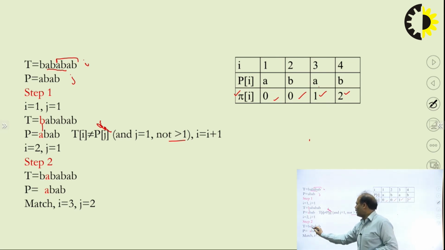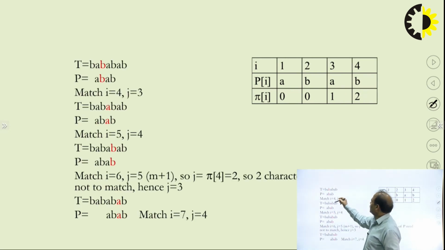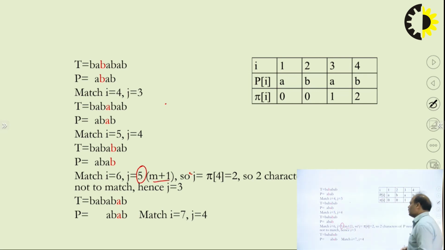Look at here, compare them. They are the same. So I is 3 and J becomes 2. Same thing here, matches, I is 4, J is 3. Again matches, I is 5, J is 4, right? And then again matches, I is 6 and J is 5. Look at here. J is 5, that means it is equal to M plus 1. That means there is a possibility of a complete match, right?